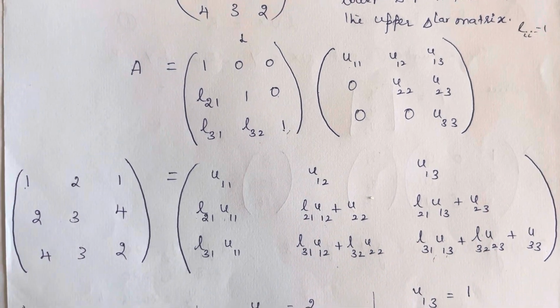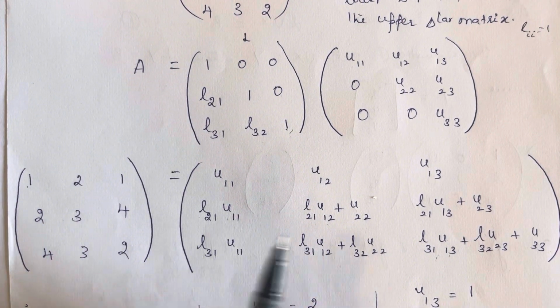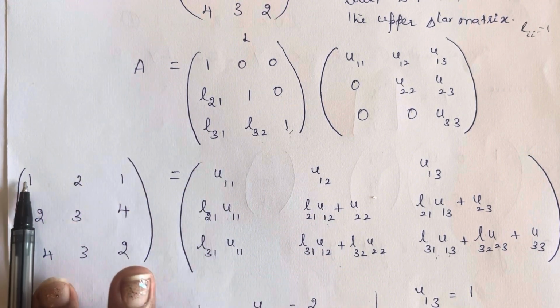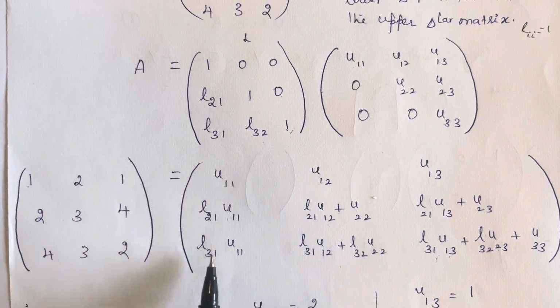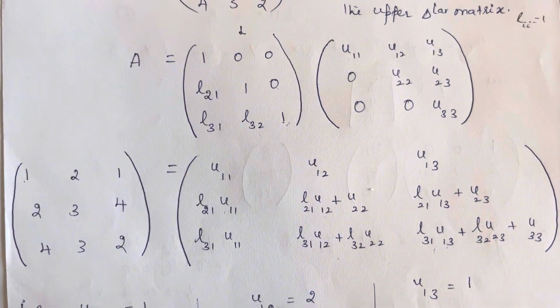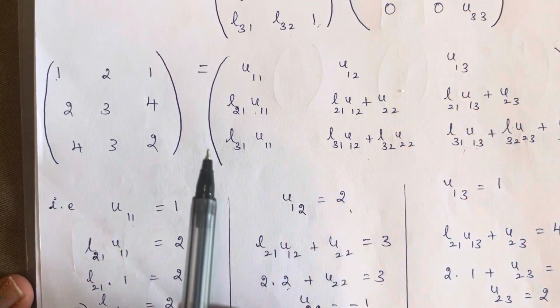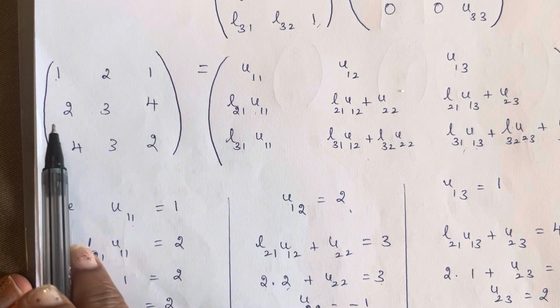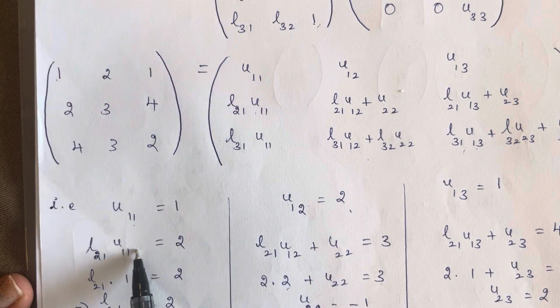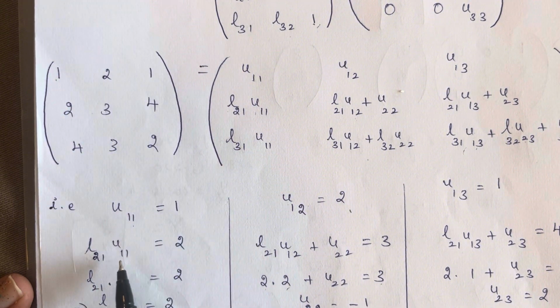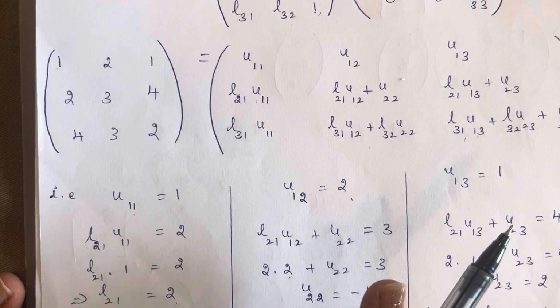Since A is equal to LU, both matrices are equal, so I can compare the elements. So U11 is equal to 1, U12 is equal to 2 and U13 is equal to 1. Next, L21 U11 is equal to 2. Already U11 is equal to 1, so substituting that value, I get L21 is equal to 2.